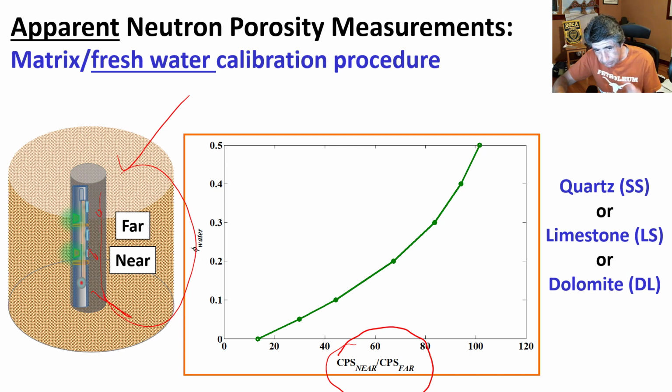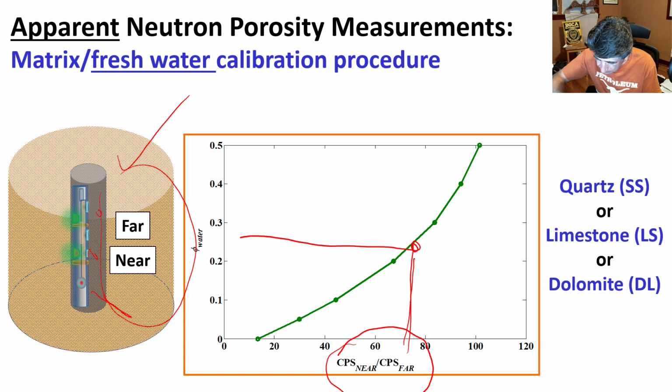So we just count how many neutrons make it to the near sensor, and we count how many neutrons make it to the far sensor per unit time. We capture them over the same time window, and we take the ratio. And that ratio is what is used to calibrate rock porosity. So we take this count rate. So this is my count rate. We bounce this off the calibration chart, and that gives us the corresponding water-filled porosity.